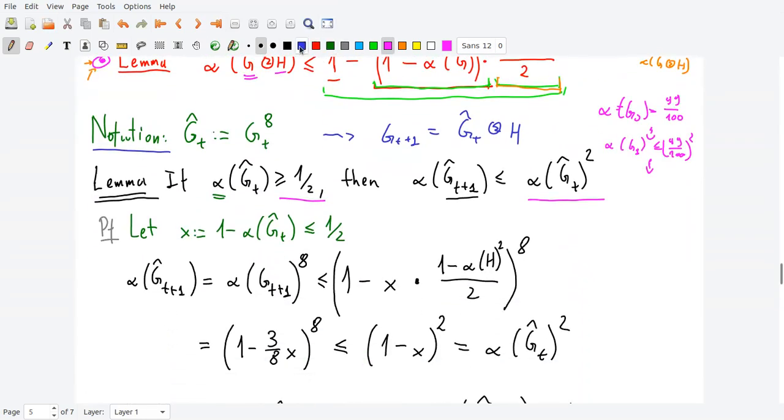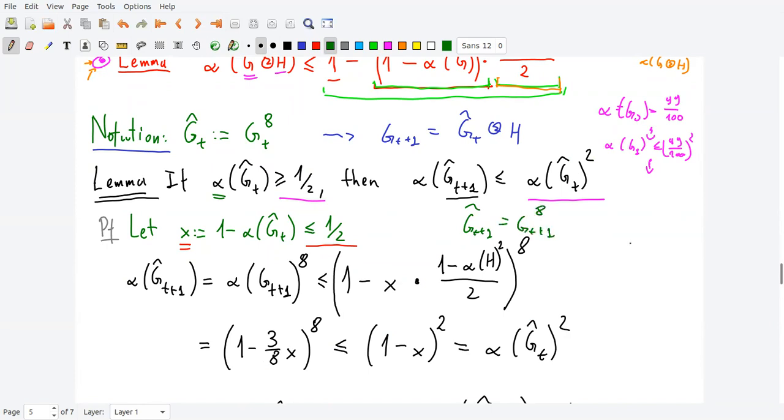Let us denote by x this 1 minus alpha of G_t hat. So this is how close alpha of G_t hat is to 1, and this is so far at most 1/2. So what is alpha of G_{t+1} hat? Well, G_{t+1} hat is G_{t+1} to the power 8.